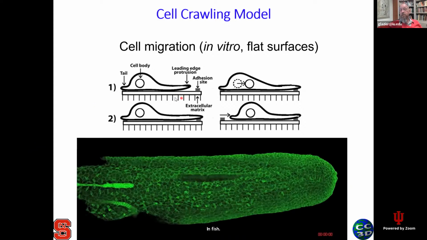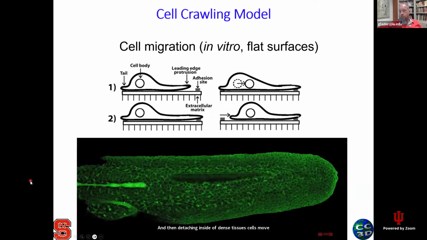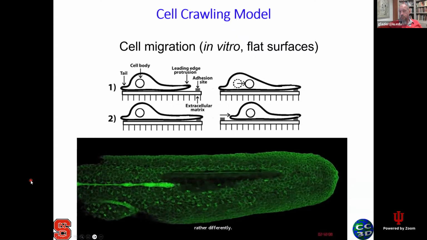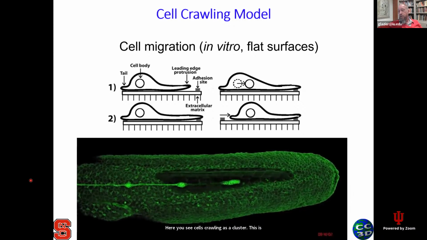Again, on a flat surface, cells move in a particular way by extruding lamellipodia and then detaching. Inside of dense tissues, cells move rather differently. And here you see cells crawling as a cluster. This must be lateral line. It's not labeled, but this is actually the formation of the lateral line in the fish.